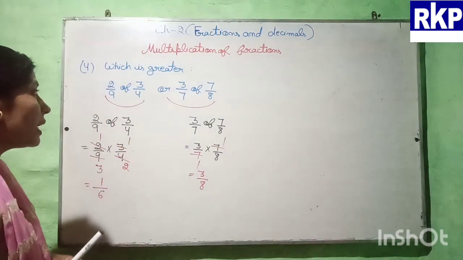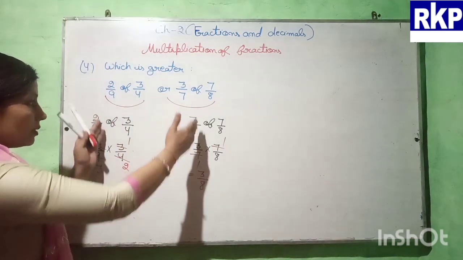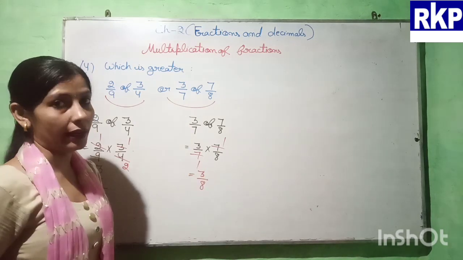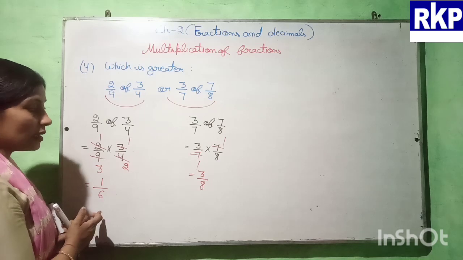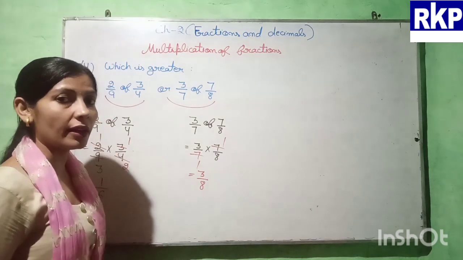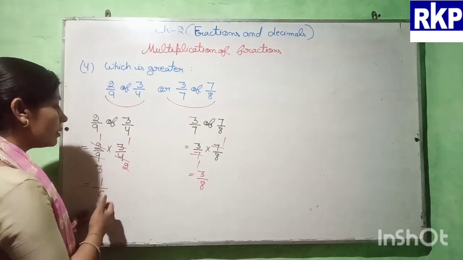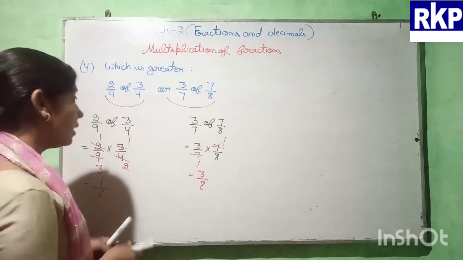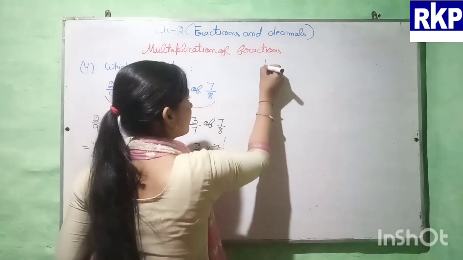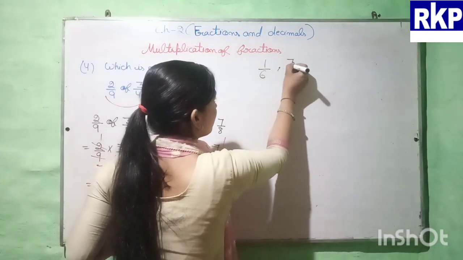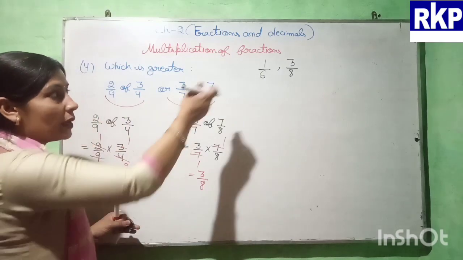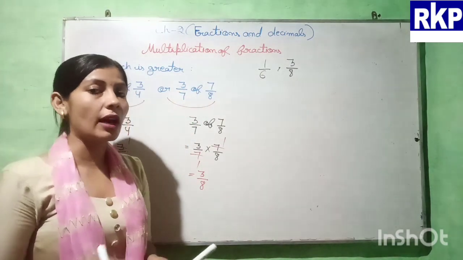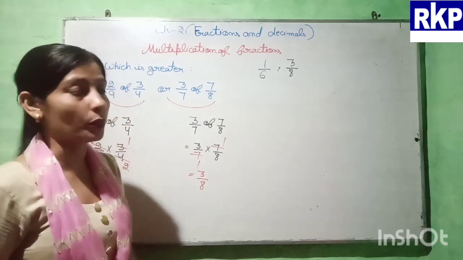So now we have these two fractions. After simplifying we get here 1 by 6 and here 3 by 8. So the first fraction is 1 by 6 and the second fraction is 3 by 8. Now we have to compare this and this, to see which one is greater. So here let us write 1 by 6 and 3 by 8. Now we have to compare these, and you know very well how we can compare. We have already discussed this topic.